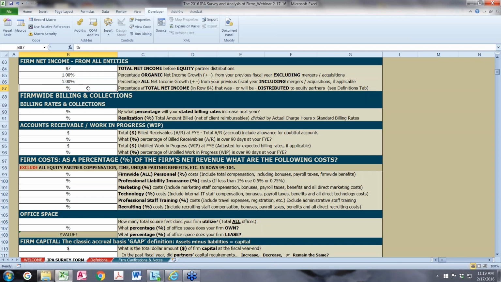In row 87, we want to know how much of the net income is expected to be distributed to equity partners either during the fiscal year reported or in the first few months of the current fiscal year, in the form of compensation, bonuses, unique benefits, profit sharing, etc. If all of the profits are earmarked for distribution to equity partners, this number would be 100%.